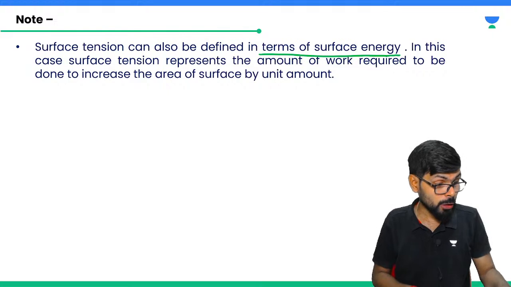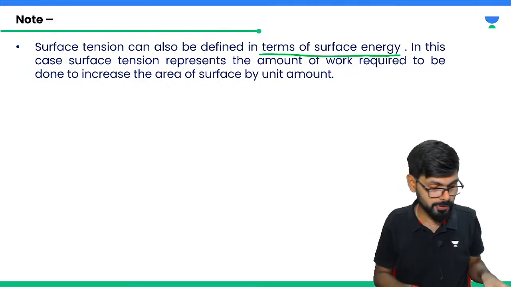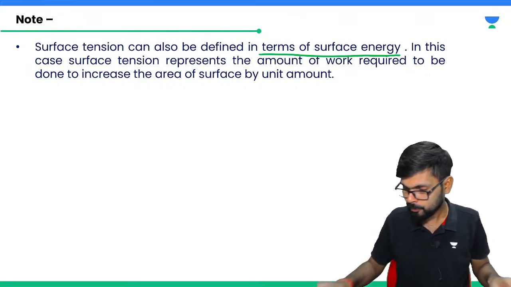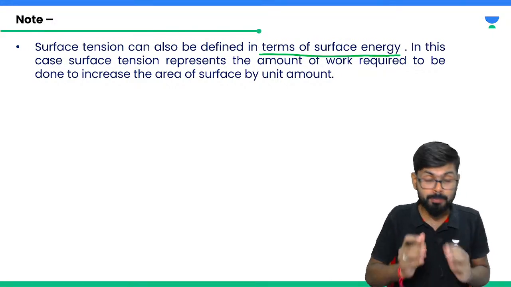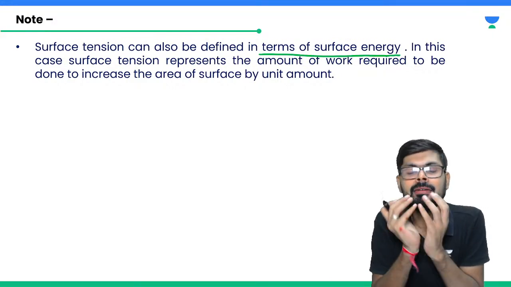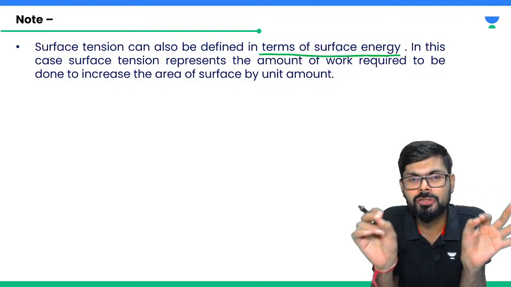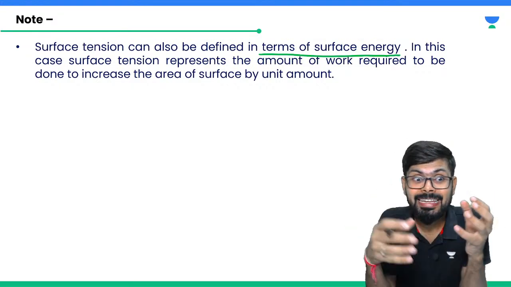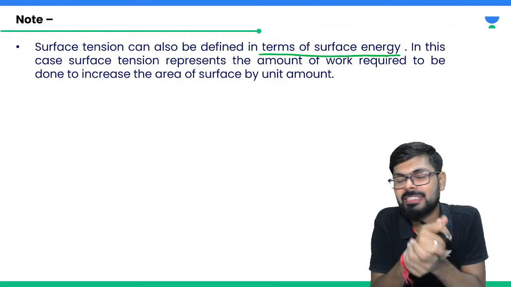Let's see. Okay, now come to the fluid mechanics part. First come to the fluid mechanics part. Okay, so what I said is that surface tension is defined as a line force per unit length, but it can be defined in terms of surface energy also.